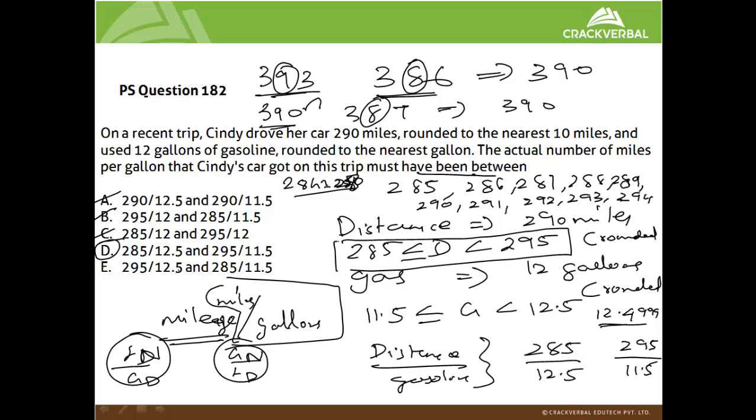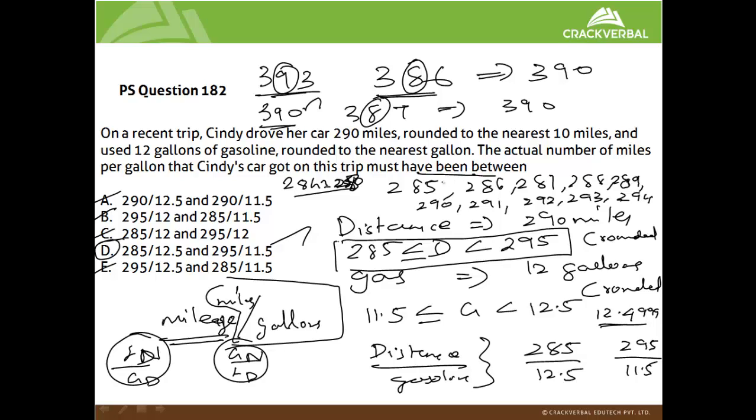In E, 295 divided by 12.5 will not give you the least possible value, because the numerator is higher than in answer choice D. The numerator is lesser in D, whereas in answer choice E the numerator is higher. So if the numerator is higher, this will not get you the least value. Likewise 295 divided by 11.5 and 285, here the numerator is lesser for finding the greatest value, which is not going to be true. So eliminate answer choice E. So the answer has to be D.